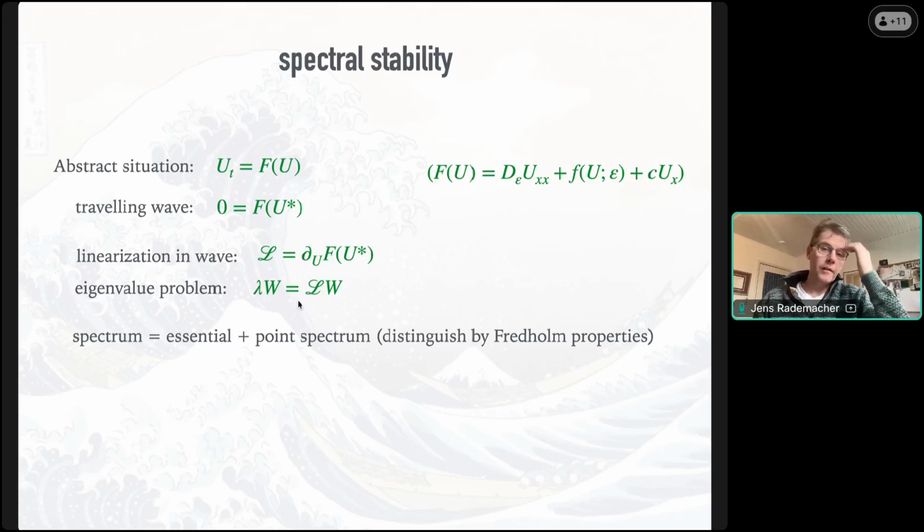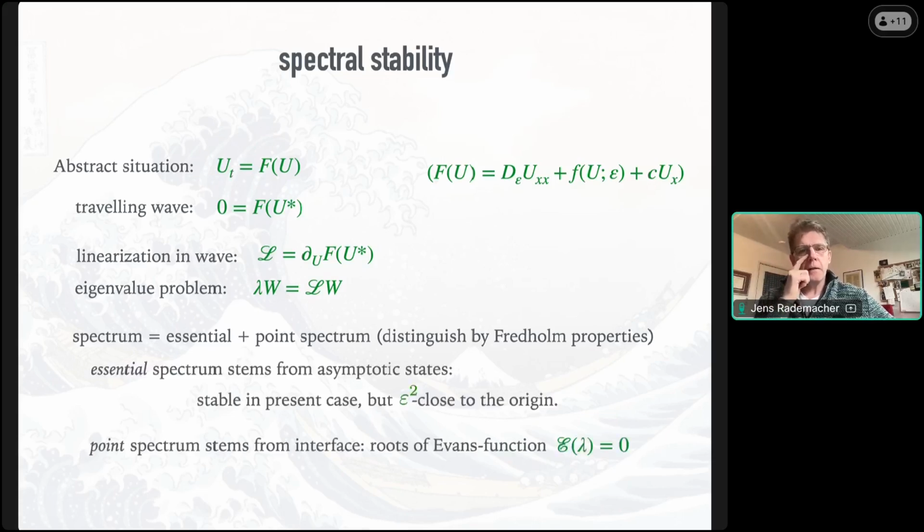And in this context, in most function spaces that are standard, say L2 or bounded uniform continuous functions, one gets a decomposition of the spectrum into what we call the essential spectrum and the point spectrum, which are distinguished by Fredholm properties. And that is again with the idea of bifurcation theory in mind, that we want to distinguish Fredholm zero from non-zero. So point spectrum is when L minus lambda is a Fredholm operator with index 0, and otherwise we call it essential spectrum.